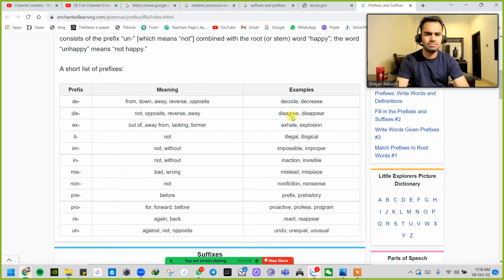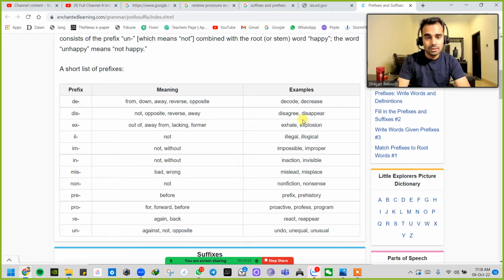For example, I disagree with you. I cannot agree with you. I do not agree with you. So you see, again, the sentence is too long. Let's make it short. How can we do it? By adding a prefix: I disagree with you. So see, we have just subtracted one more word again.